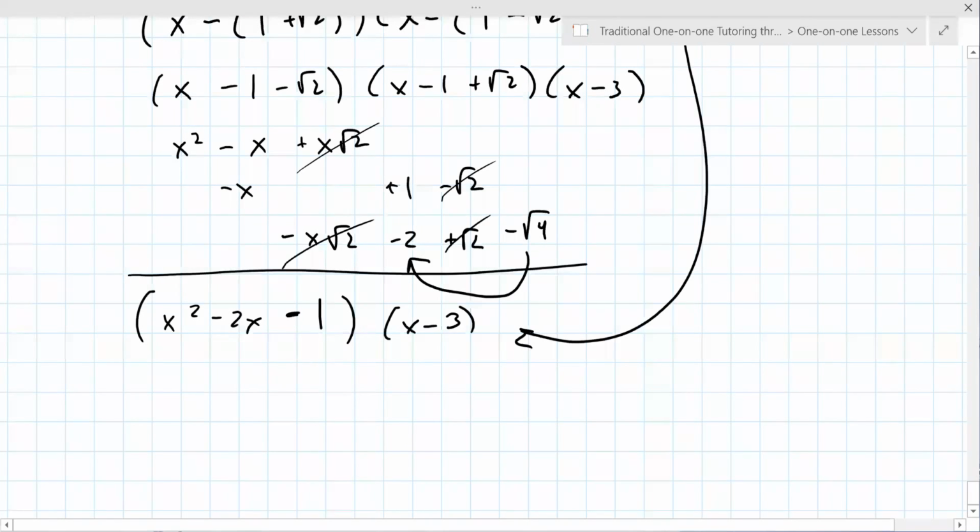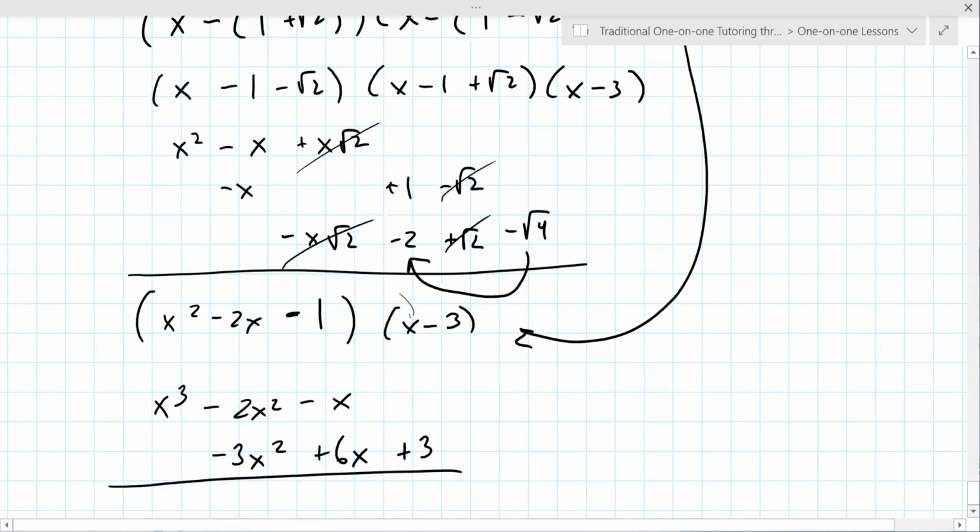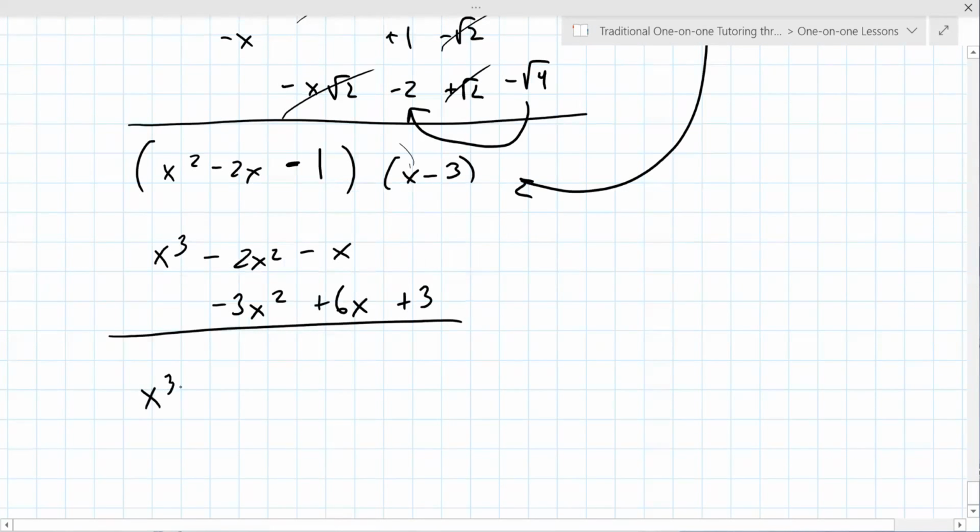So now you want to multiply everything by each term. I'm going to go this direction, with the x and then the negative 3. So it's going to be x cubed minus 2x squared minus x. And then the minus 3 times each is minus 3x squared plus 6x plus 3. So you got x cubed minus 5x squared plus 5x plus 3.